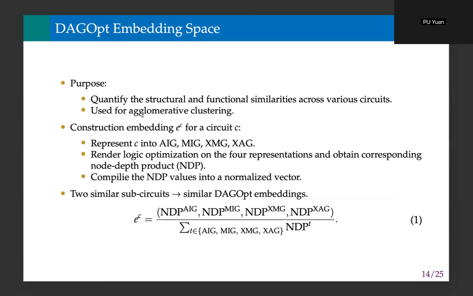So here, the method we constructed for the embedding is that we represent one circuit in the four DAG types, and we render the logic optimization on them to obtain the NDP, and we compile the NDP values into a 4-bit vector like this. The sum of the vector equals 1. So this is the DAG-OPT embedding, and if two subcircuits are similar in functions or structures, they will share a similar DAG-OPT embedding.